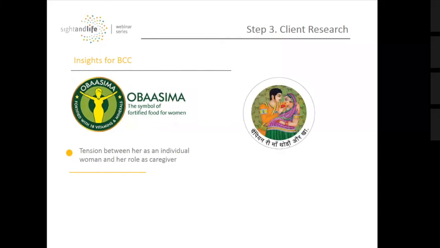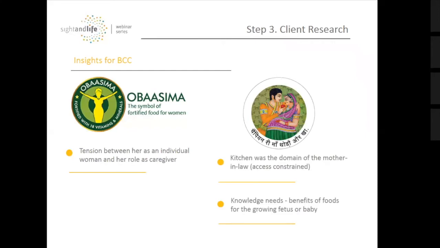Let me give you another example from our Eat More, Eat Better project in India. Here are two insights. What we found was that the kitchen was a domain of the mother-in-law, and this posed certain constraints for food access for the daughter-in-law. The new wives were especially vulnerable because they had yet to navigate the permission and approval systems of the household.